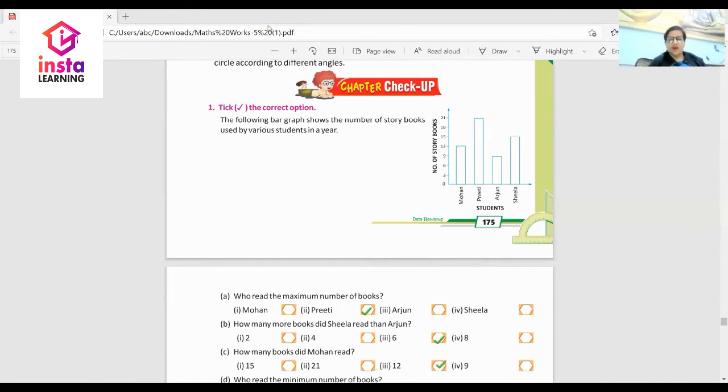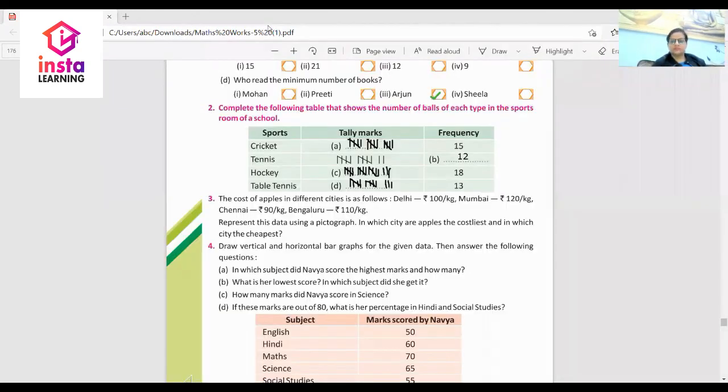Likewise, you are going to answer all the questions. Now, who read the minimum number of books? That is Arjun. Arjun has read only 9 books. That is the least number. Now, complete the following table. In that, you have to make a bar graph with the tally marks. That is, cricket is 15, so you have to write like this. Tennis number is 12. Hockey is 18. Table tennis is 13.